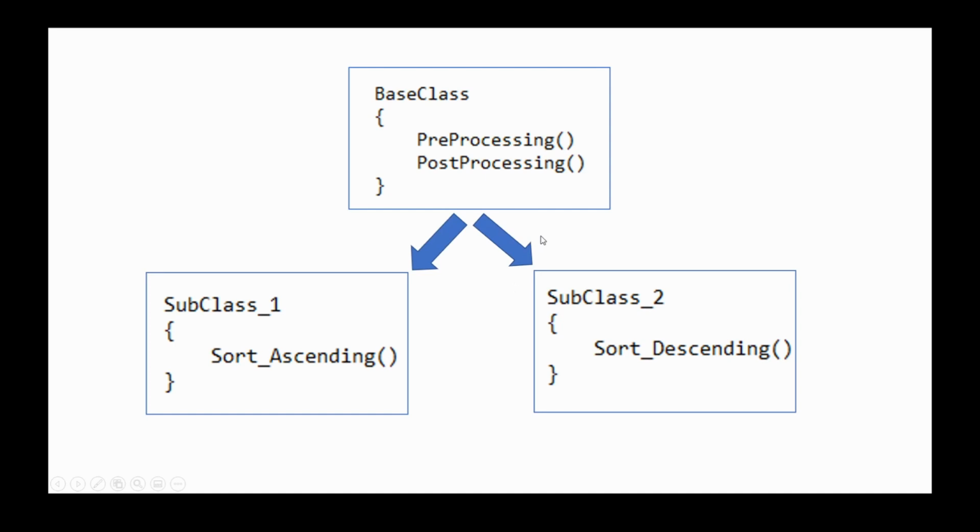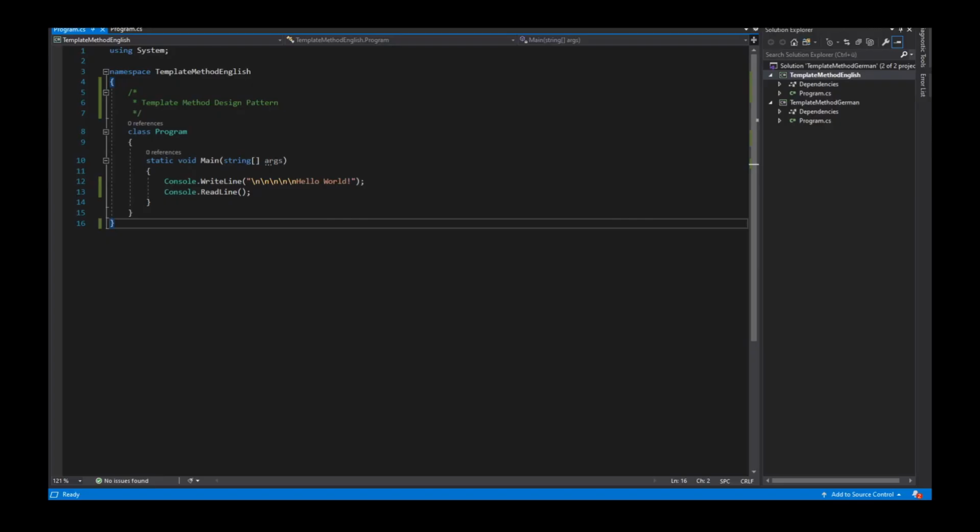So we use the template method, where we implement the pre-processing and the post-processing in the base class, and only the concrete sorting algorithm is in the subclasses. On the left side, subclass 1 implements the sort ascending algorithm, and in subclass 2 we implement the sort descending algorithm. Of course, there are many possibilities to implement the template method design pattern. Some of them I will show you in this code here.